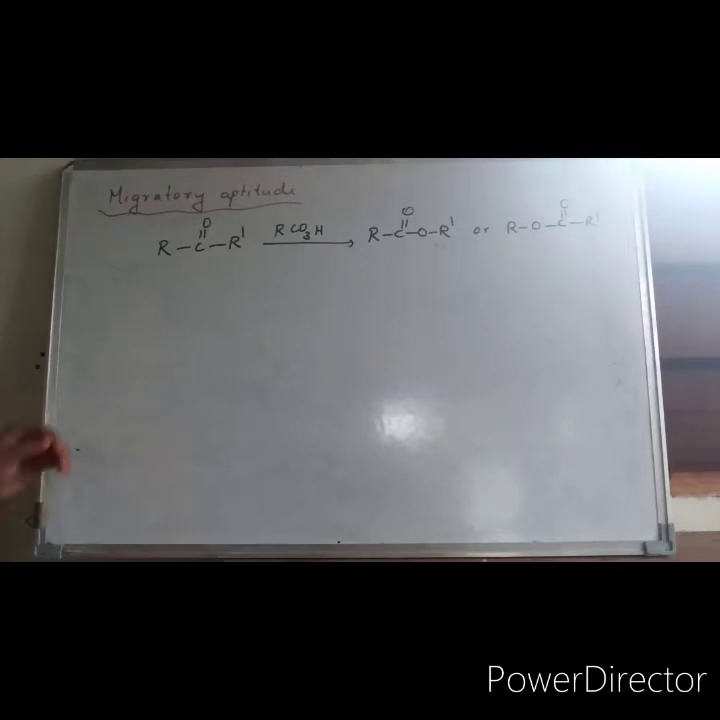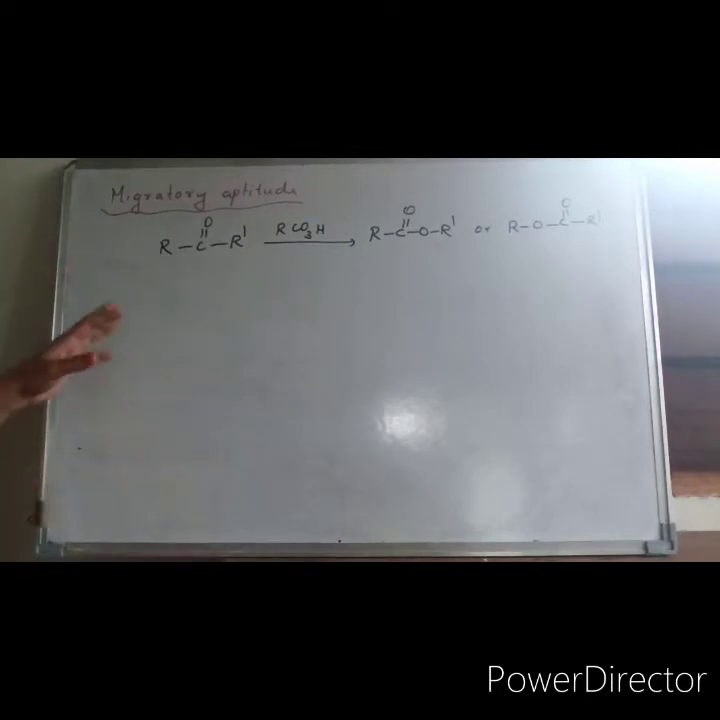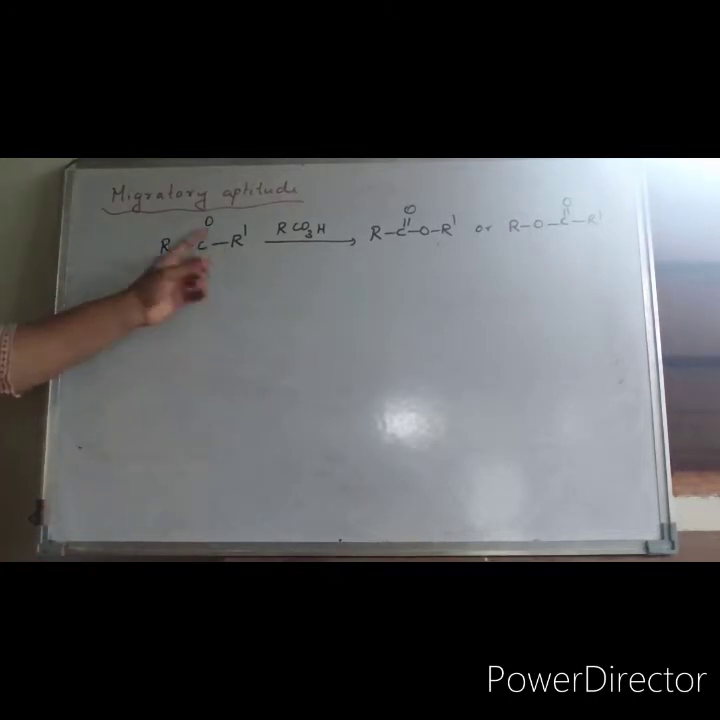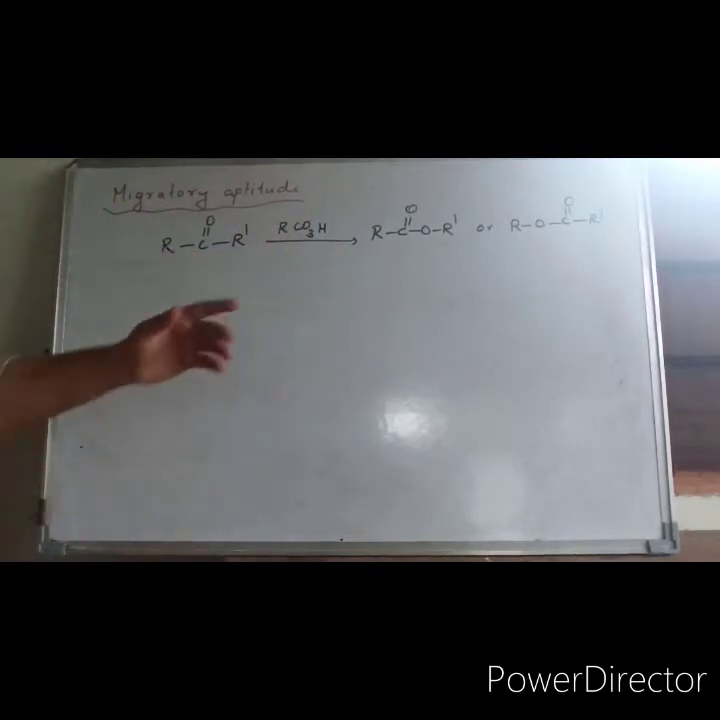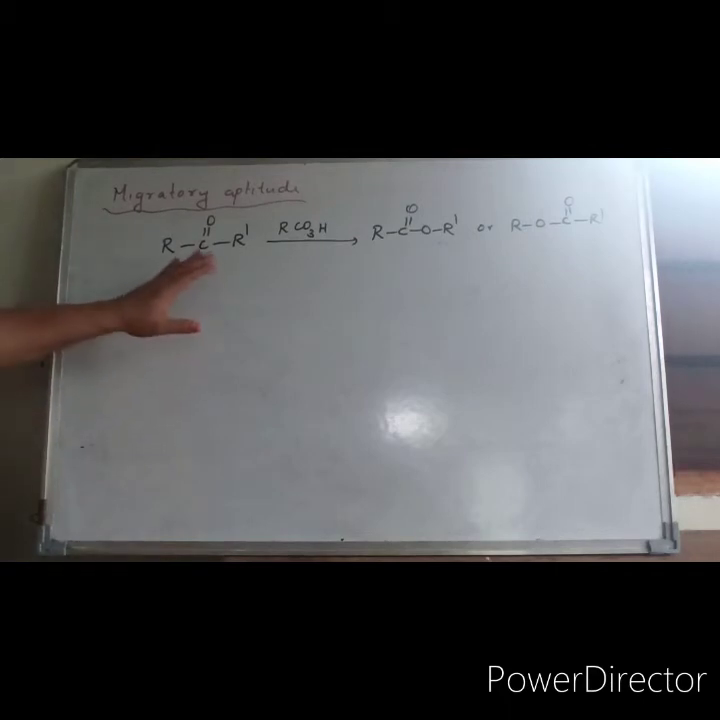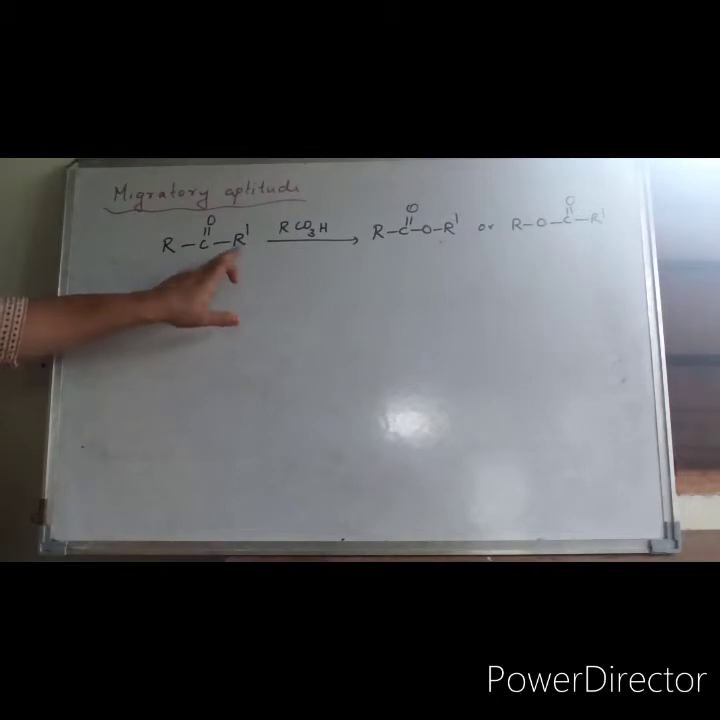Now, as I said earlier, one of the alkyl groups in the ketone will be migrated to oxygen to form esters. So in the case of symmetrical ketones, both R groups will be the same. Suppose acetone, both methyl groups are the same, and one of the methyl groups will be shifted, and you will be getting methyl ester, methyl acetate. But if we are having unsymmetrical ketones, one is R and one is R dash, which alkyl group will be migrating? So that is an important point in the case of Baeyer-Villiger oxidation.